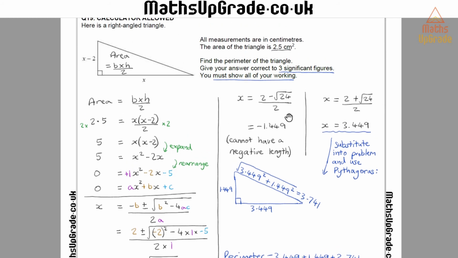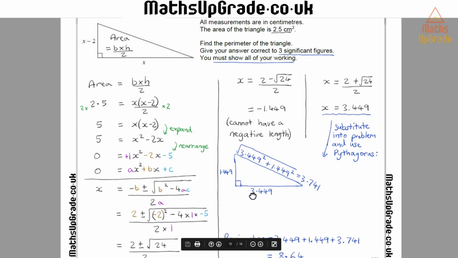Let us consider this negative value of x. x is also the base of this triangle. So can I have a negative base? I cannot have a negative length, so that doesn't make sense. So this is my only plausible solution. What I'm going to do now is substitute this value of x into the base and the height on this diagram. That gives me this here, 3.449 and 1.449.